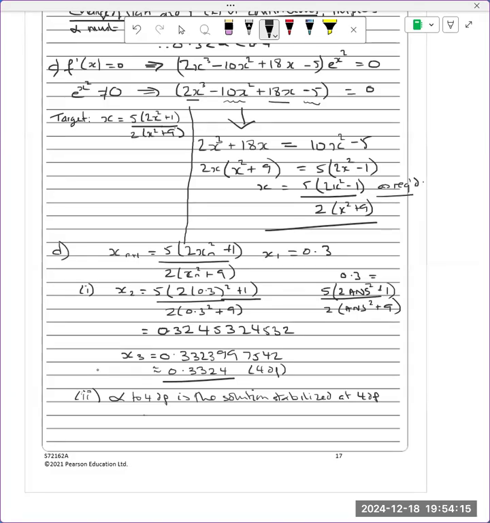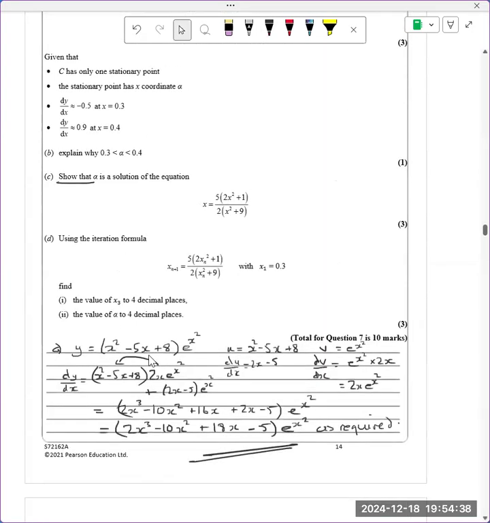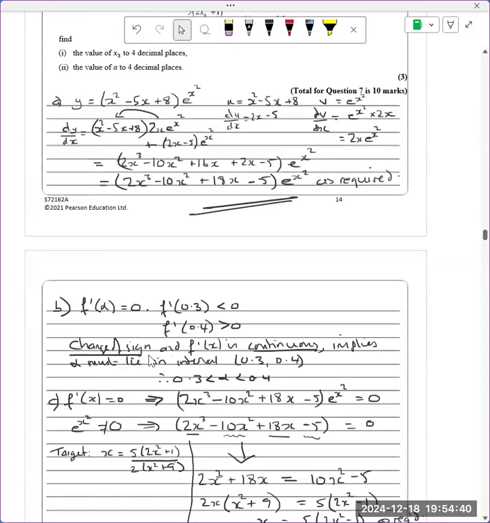So alpha, I've pressed it about 5 or 6 more times, is 0.3364 to 4dp. Okay. Hopefully that's correct. Okay, so that is that question finished. 10 marks, quite a big question.